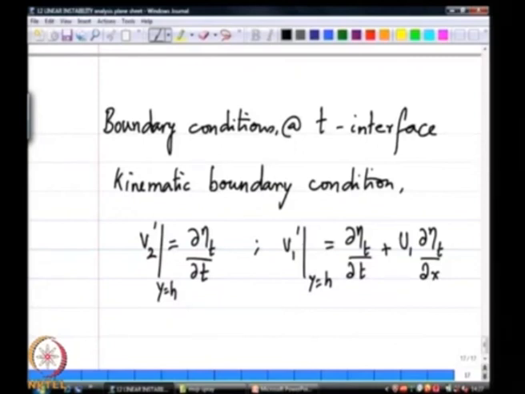We have discussed this at least twice during the previous lectures, but I will reiterate one more point of view. V 1 prime and V 2 prime in this equation are the Eulerian velocities at the interface, whereas the right hand side of each of these two equations is the same velocity at the same point written from a Lagrangian point of view.